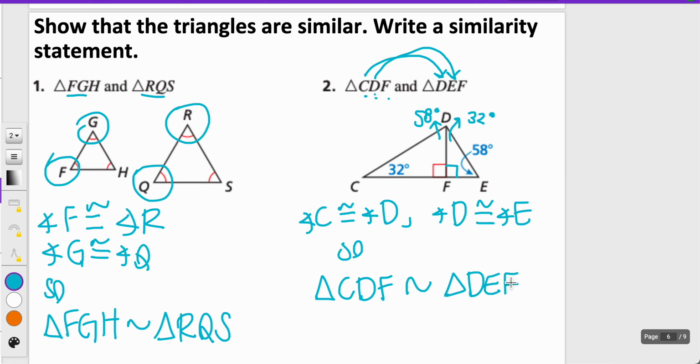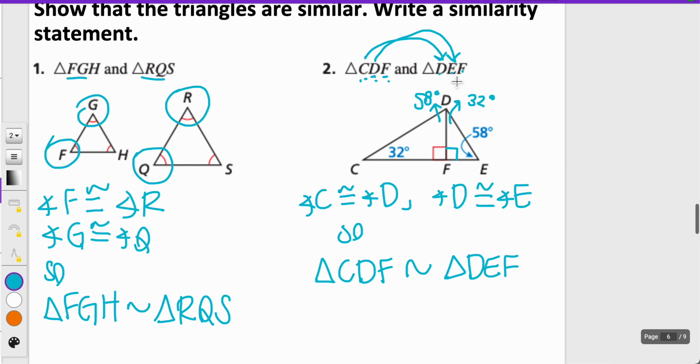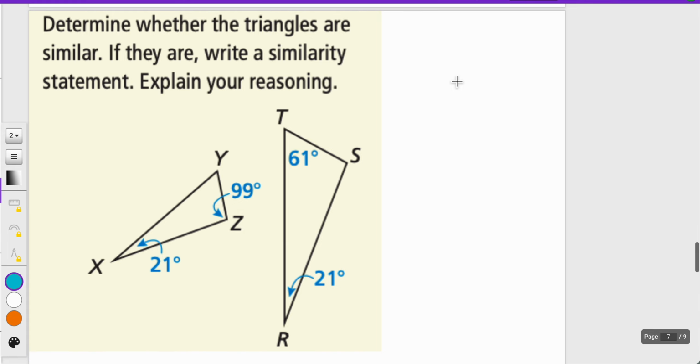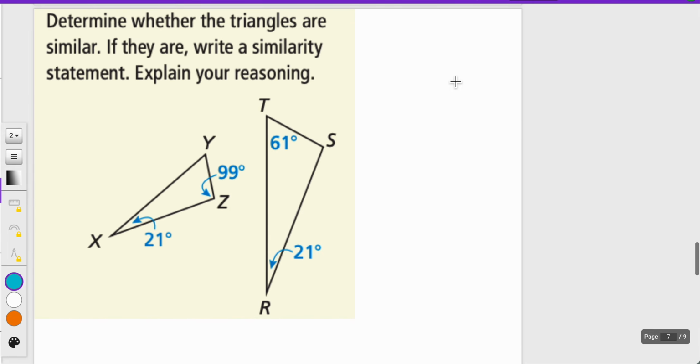So the important thing here is just to keep in mind what order do the angles match up. So C has to match with D, D has to match with E, and then F has to match with F. Okay? This next one, determine whether the triangles are similar. If they are, write a similarity statement, explain your reasoning. So again, using that triangle sum theorem, I'm going to take 21 and add 99, I get 120, and then subtracting 120 from 180, I'm going to get 60 for letter Y.